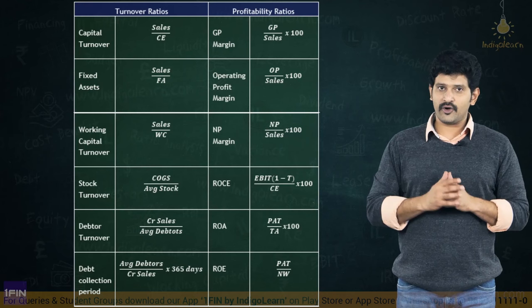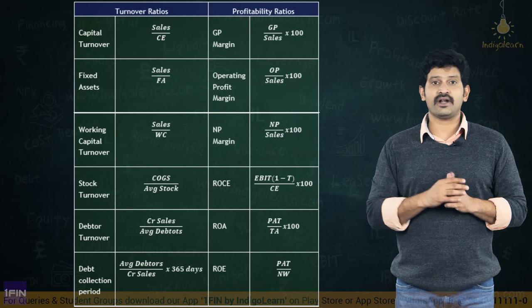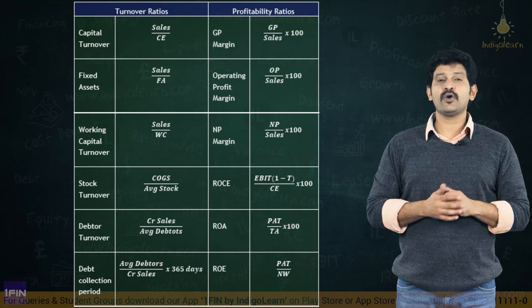Fixed assets turnover ratio, sales by fixed assets. Then working capital turnover ratio, sales by working capital. Then stock turnover ratio, cost of goods sold by average stock. Debtor turnover ratio, credit sales by average debtors.